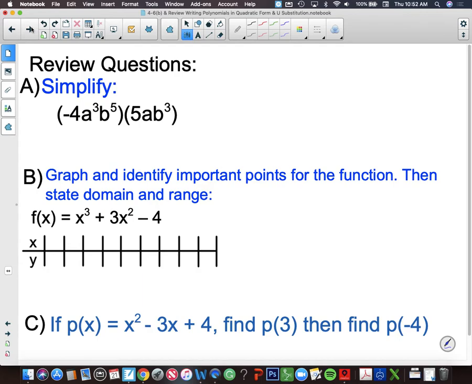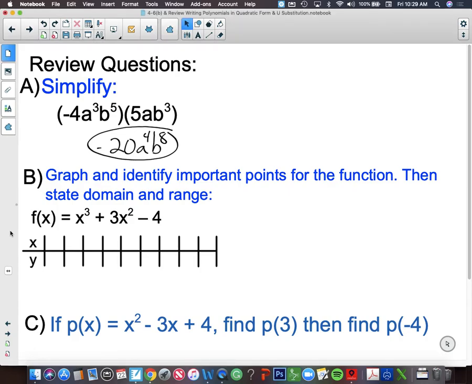All right, so on the first one here, we're simplifying polynomials. Remember, you just want to multiply the numbers in front and then multiply the a's and the b's. So negative 4 times 5 is negative 20. A cubed times a to the 4th is a to the 7th, and b to the 5th times b to the 3rd is b to the 8th. You just add those exponents when you're multiplying.